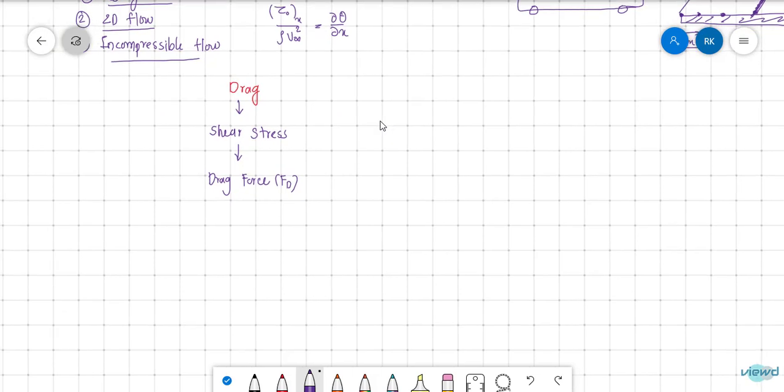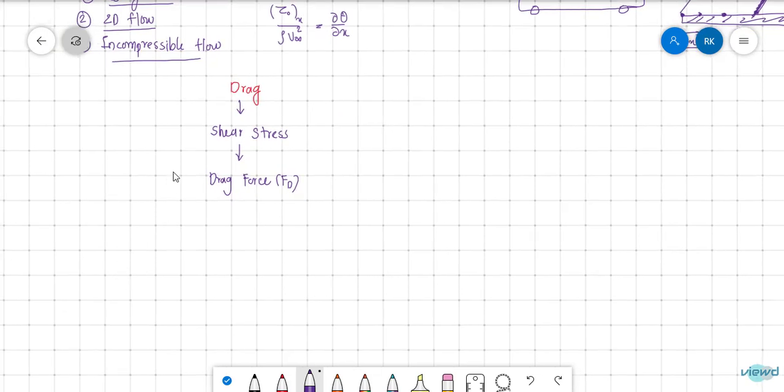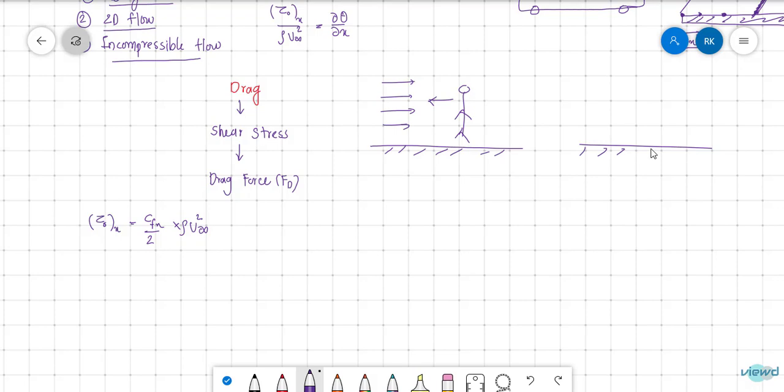Then what is this drag force? First, this shear stress is also given by Cfx by 2 into rho u infinity square. So what is the Cfx? Suppose that if you are on the ground and there is air blowing in this direction, if you are trying to move in this direction, there will be some resistance and you need to apply some force in that direction to move forward.